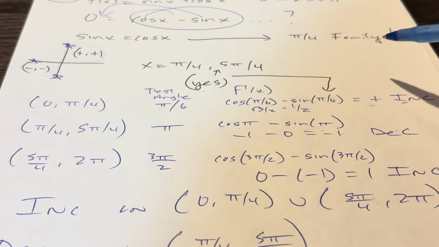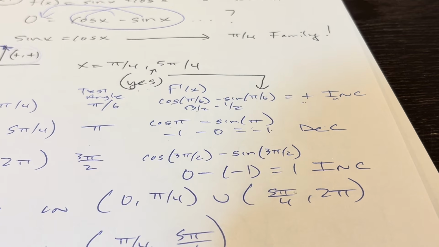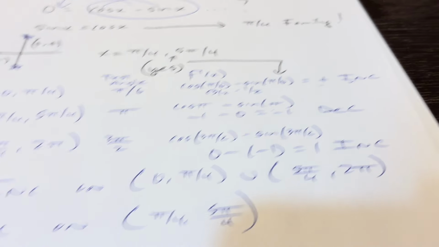Cosine 3 pi over 2 minus sine 3 pi over 2. 0 minus a negative 1 is 1. It is increasing. So this is increasing on 0 to pi fourths, union 5 pi fourths to 2 pi. It's decreasing on pi fourths to 5 pi fourths.